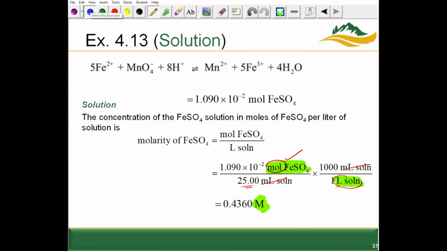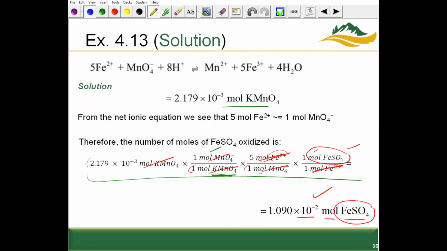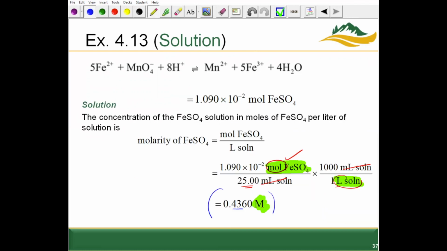So to solve these redox style reactions, this is our final answer here, as long as it has the correct number of sig figs. All these values here have 4 sig figs, so this is our final answer here, in 4 sig figs.